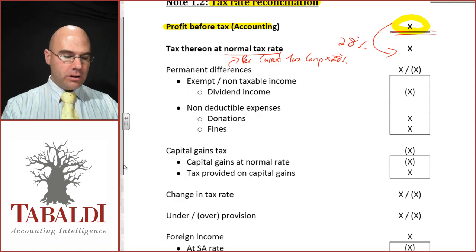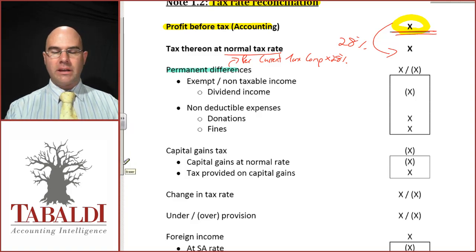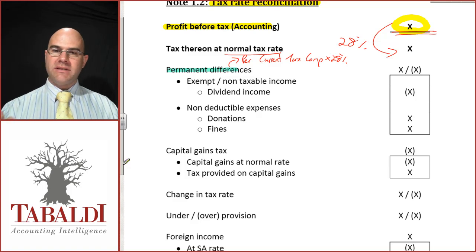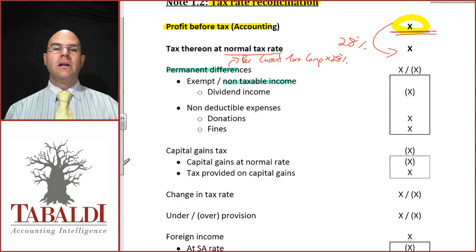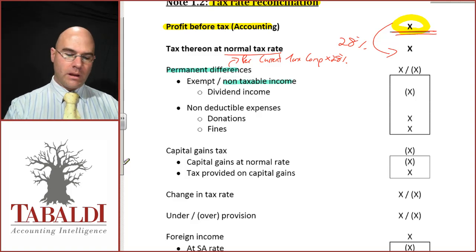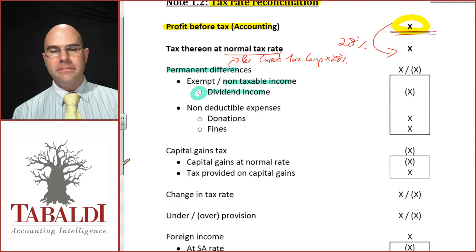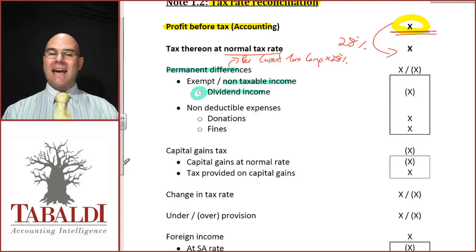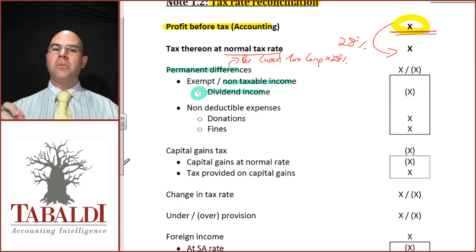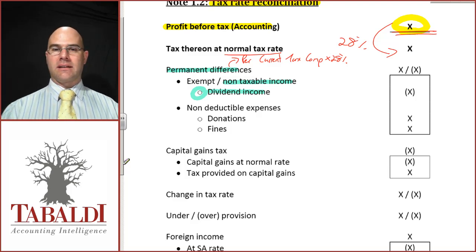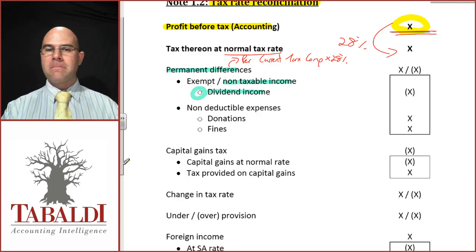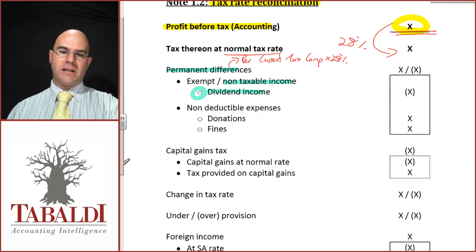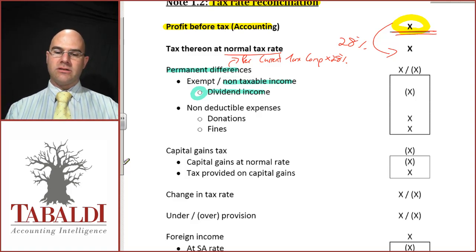So let's have a look at a few little permanent differences. You don't have to split them up between non-taxable and non-deductible. You can group them all together, but I prefer to do it like this. So some non-taxable income. In most legislations, dividend income is non-taxable. I'm not saying there's no tax ever on dividend income. What I'm saying is it's not part of my normal current income tax. There's either a separate dividends tax, such as secondary tax on companies, or a dividends withholding tax, etc. That is a different discussion altogether. Here, current income tax only.